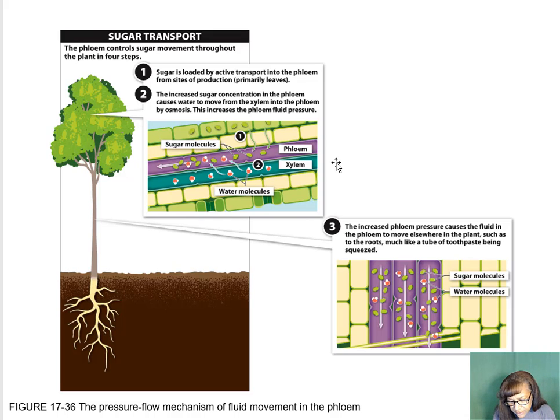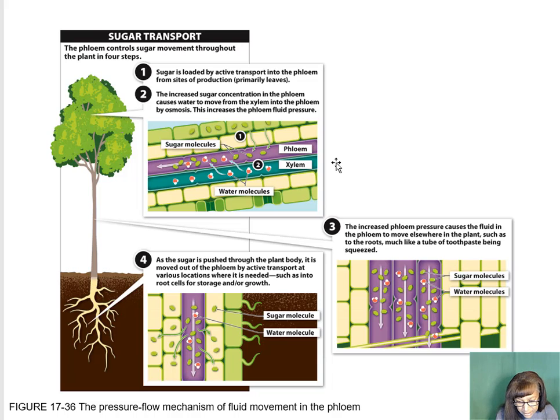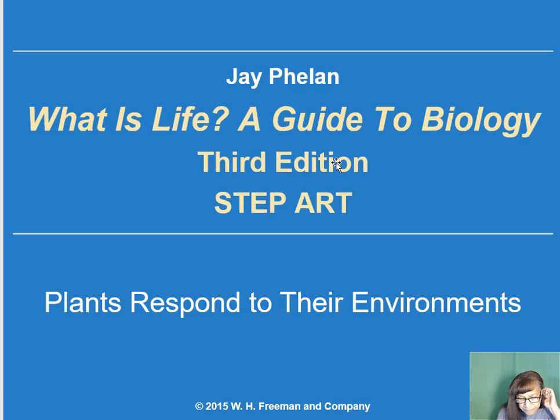Now, the increased phloem pressure causes the fluid in the phloem to move elsewhere in the plant, such as to the roots, much like a tube of toothpaste being squeezed. Okay, so it's moving based on this pressure. And as the sugar is pushed through the plant body, it's moved out of the phloem by active transport at the various locations where it's needed, such as into the root cells for storage and or growth once it gets to the roots. Okay, so that's how sugar is transported in the phloem.